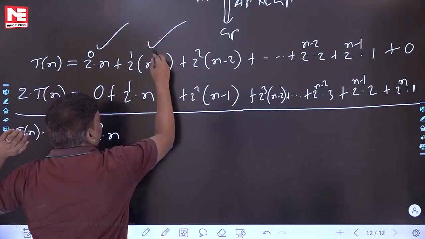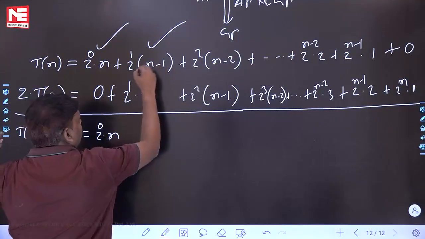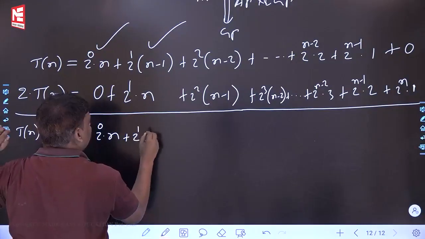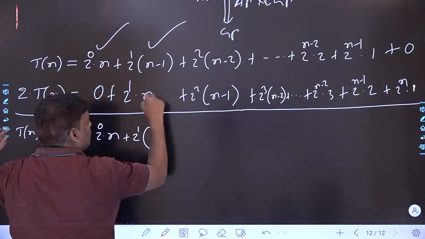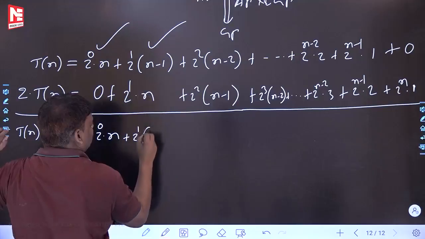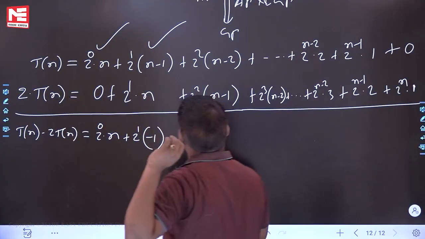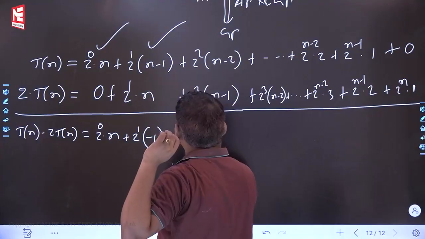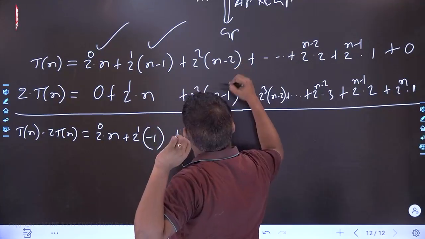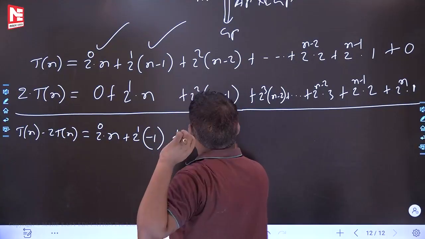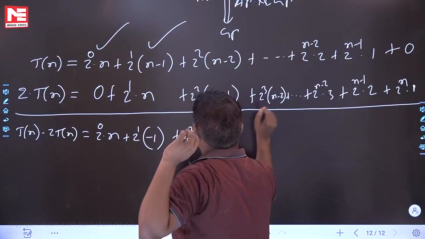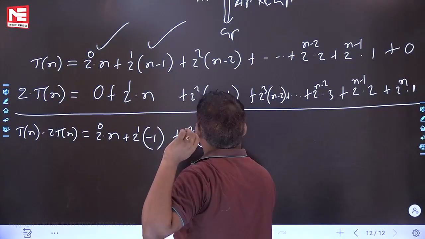Can you subtract this one? What is the answer? This one, I think 2 power 1 common. N minus 1 minus n. What is the answer? I think 1 extra. I think minus 1 will come. Right? Next one same. 2 square into n minus 2 minus 1. I think this is 1 extra. Right? So smaller one minus bigger one. What is the answer? Minus 1 again.